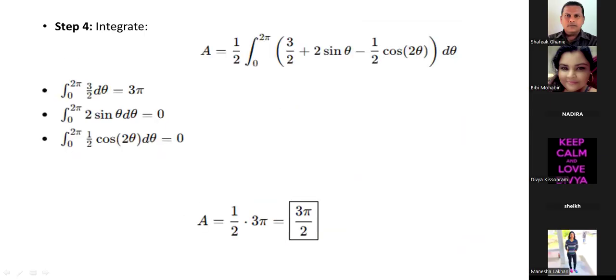And we go ahead and integrate each term in r squared here. So we have 3 over 2, like we just did. It's going to be 3 theta. 2 sine theta with respect to theta is going to be 0. When we integrate half cos 2 theta with respect to theta, we have 0. So half times 3 theta is equal to 3 theta over 2. And that is the area.